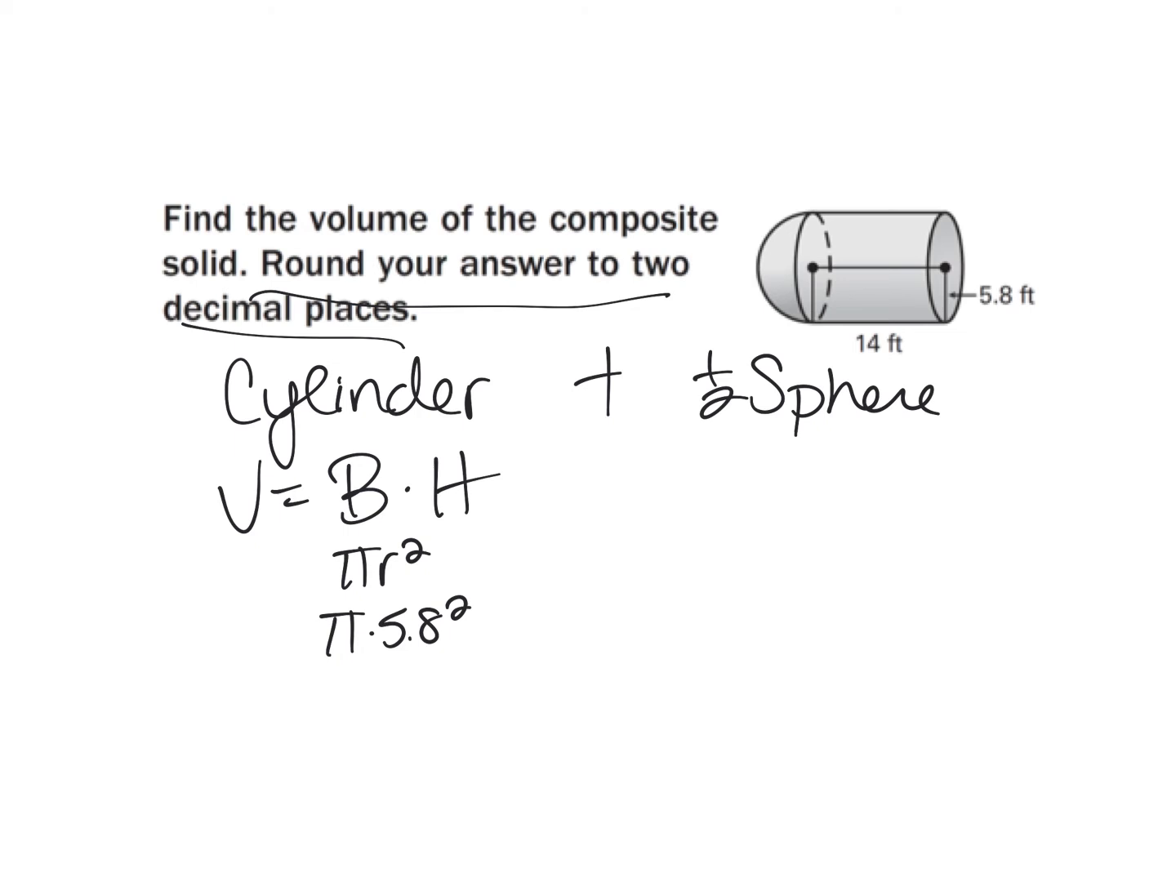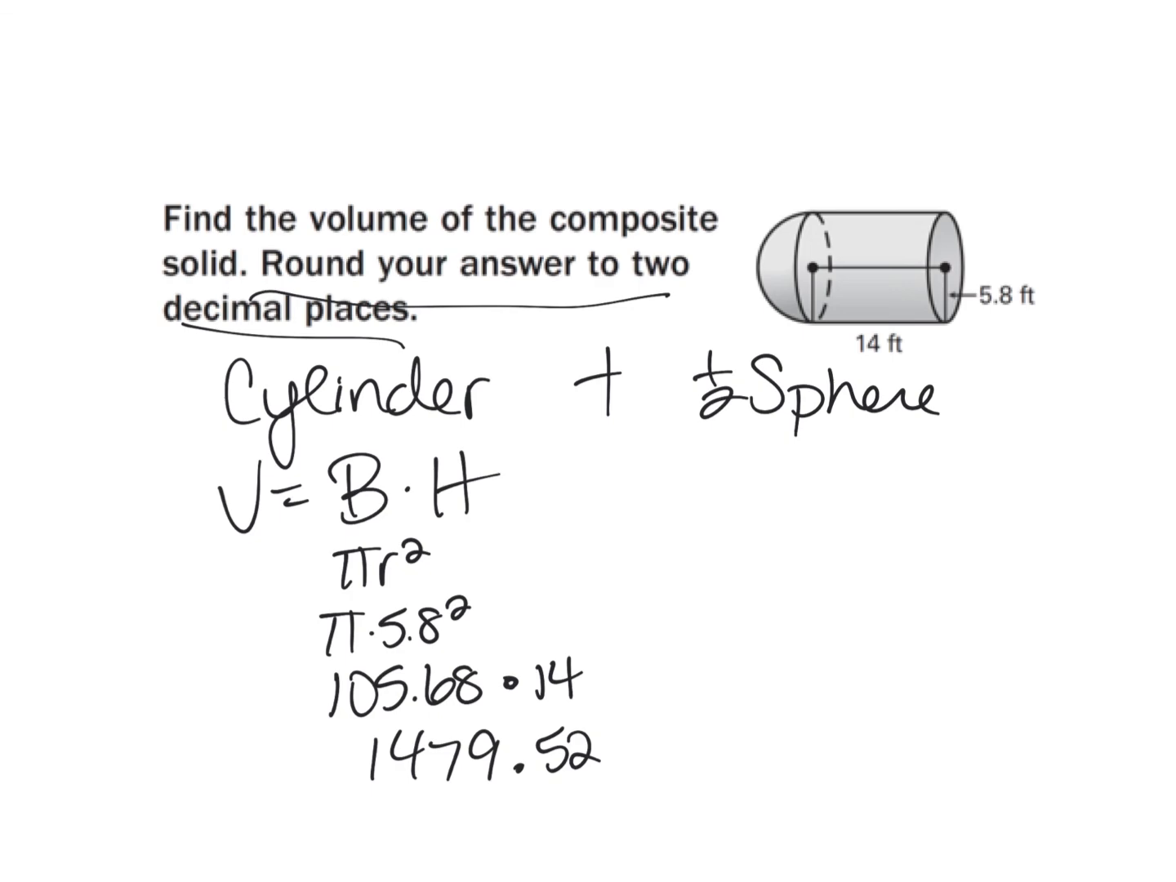So I'm just going to put the pi and everything in my calculator, and that gives me 105.68. Okay, so that's just for the circle. Now let's do the height of my cylinder, so times 14. I'm going to type that in, so 105.68 times 14 gives me a pretty big number, 1,479.52. Okay, so that's for our cylinder.